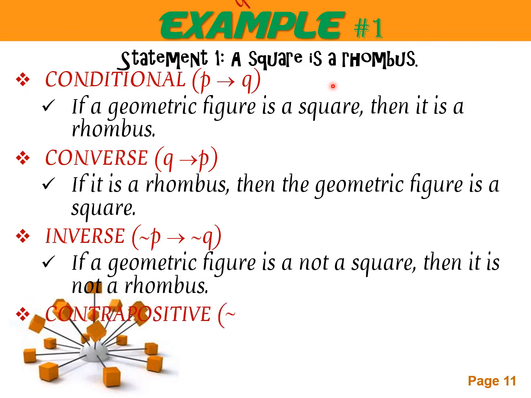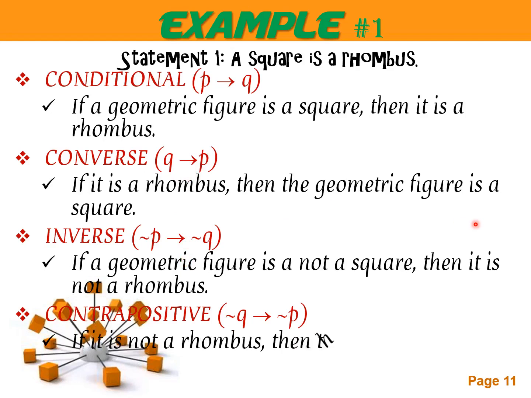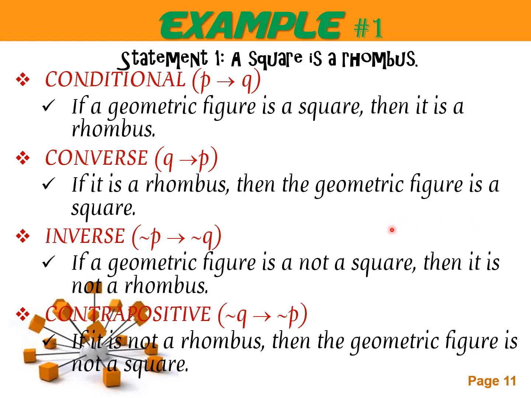And to form the contrapositive, we just simply negate the converse. So you can have it this way, or you can copy this one and interchange the inverse. So that will give us, if it is not a rhombus, then the geometric figure is not a square. So this is how you change a statement to its conditional and to its related conditionals, the converse, the inverse, and the contrapositive. I hope it is clear.